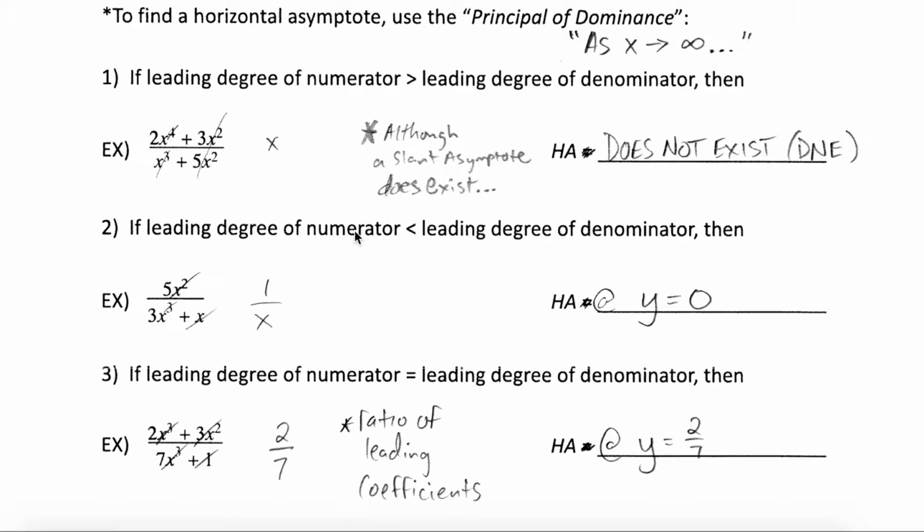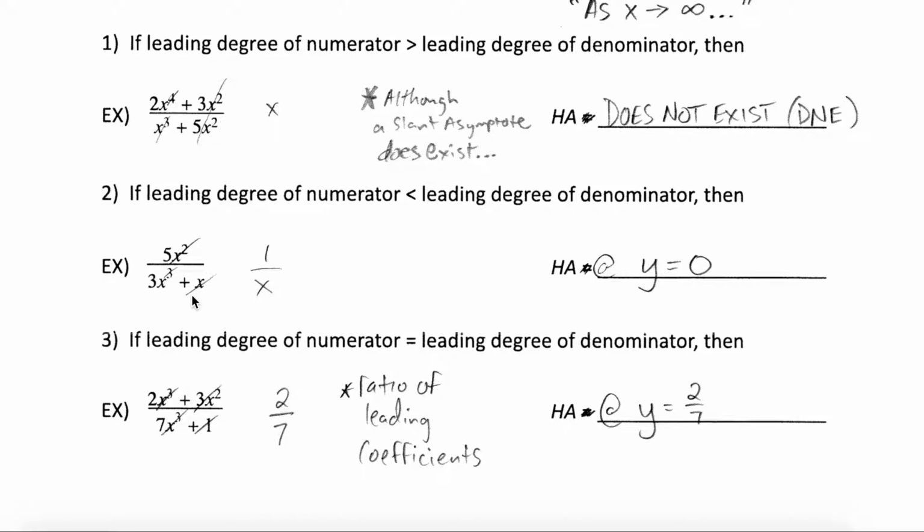3 scenarios. What we want to do always is compare the leading degree on our numerator and our denominator. So in this example, we have 2x to the 4th and x cubed as our leading terms on top and bottom. Notice that the top degree is higher. So in one situation, if the top degree is more than the leading degree of the denominator, then the result is that we don't have a horizontal asymptote. So we can say it doesn't exist. That doesn't mean that we don't have other asymptotes, though. Be careful there. Just because it's not a horizontal asymptote does not mean that we don't have vertical or, as we'll see in the next video, a slant asymptote.